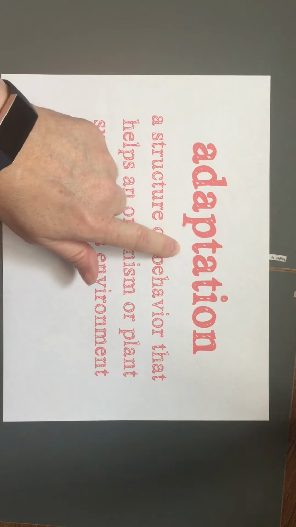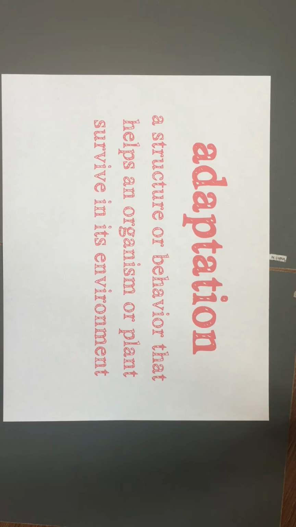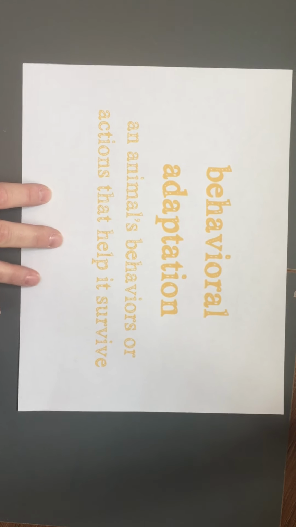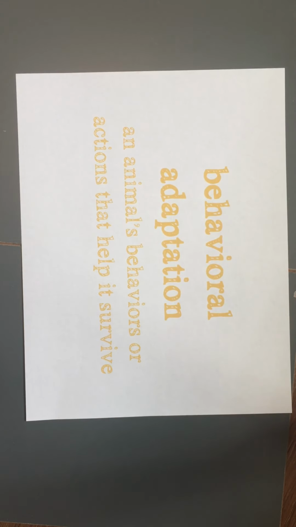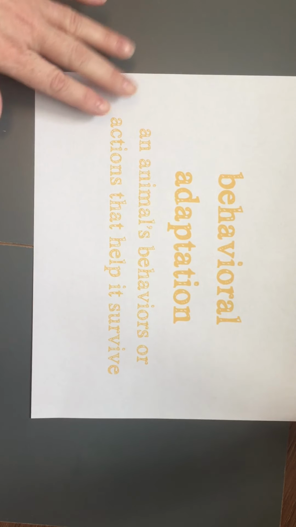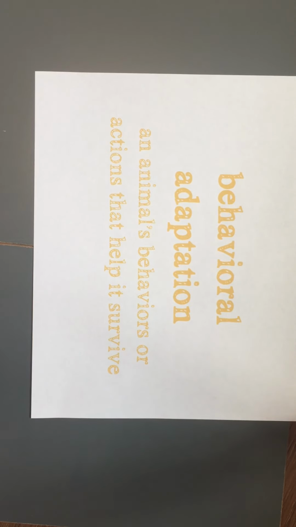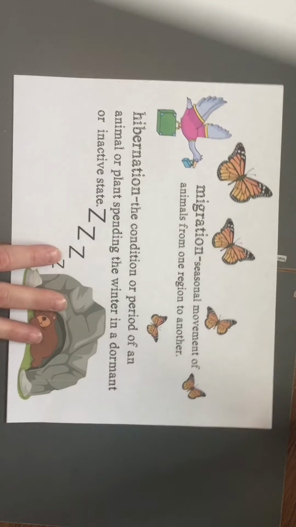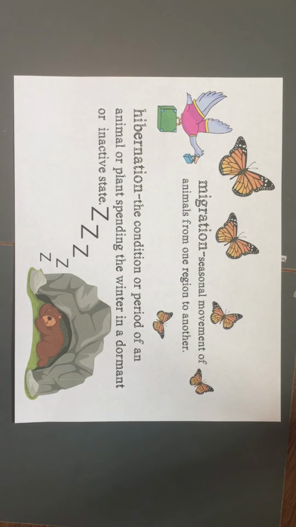Well, the word adapt means that we're going to adjust. Okay, so we make some behavioral adaptations. So a behavior is something we do. So this is what an animal does. So it's their behavior or their action that helps it to survive. And here I have some examples of some behaviors that some animals have.